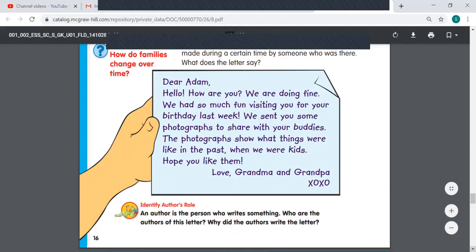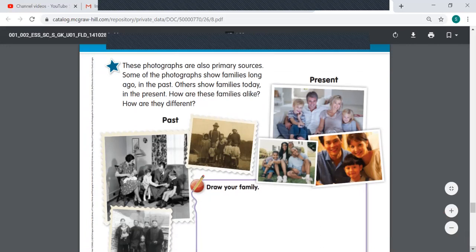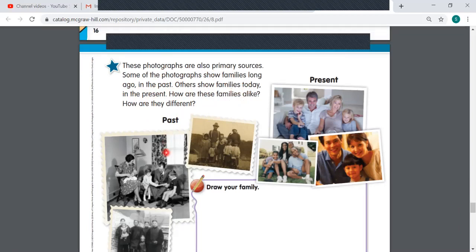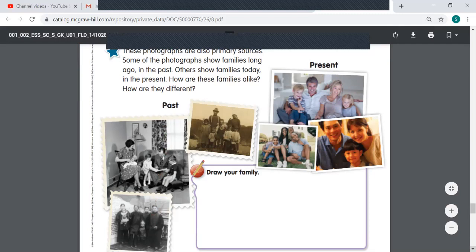All right, let's turn to page 17. Let's read it together. Follow along. These photographs are also primary sources. Some of the photographs show families long ago in the past. Others show families today, in the present. How are these families alike? How are they different? So we'll look over here in the past. The past means long ago, a long time ago. So these photographs are from a long time ago. And these photographs right here are from the present. That means from today's time, not too long ago.